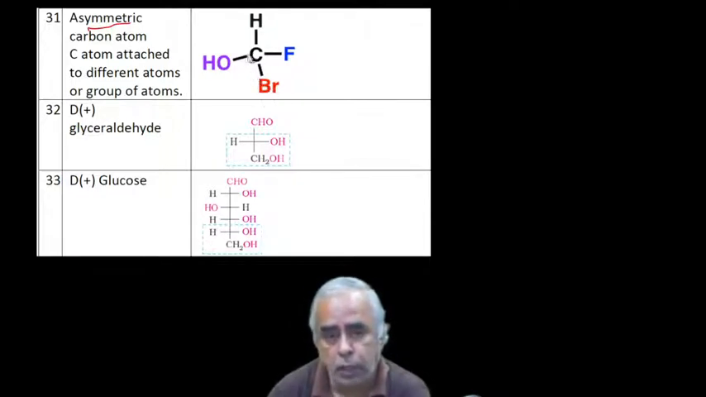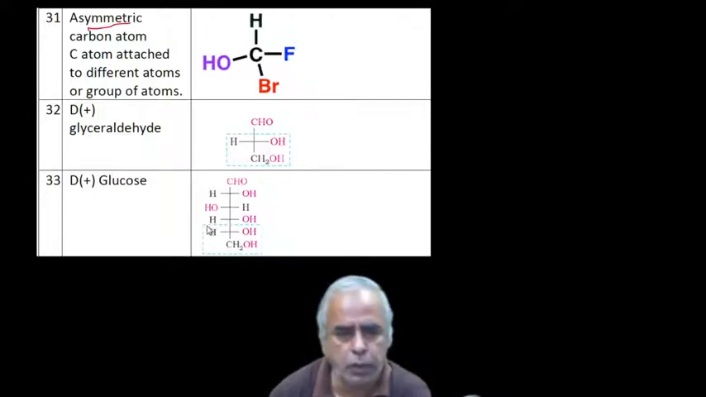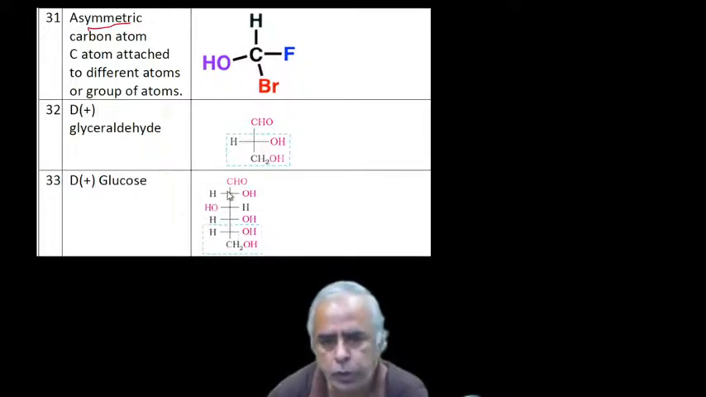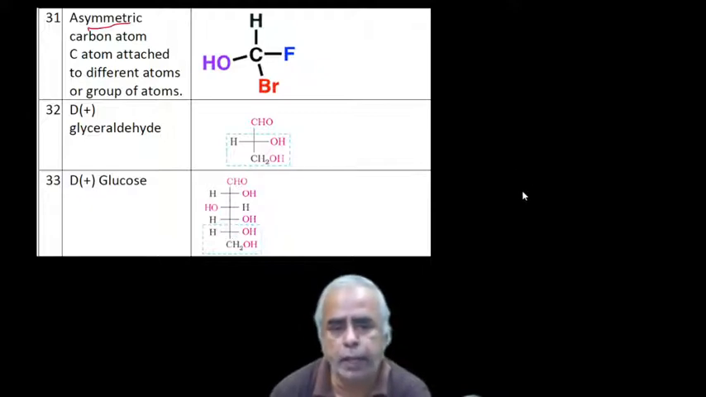Compounds having asymmetric carbon atoms will be optically active, and that is why, now look at this glucose. You have got 1 asymmetric, 2 asymmetric, 3 asymmetric, 4 asymmetric carbon atoms. Okay, so it is pretty clear that it is optically active.